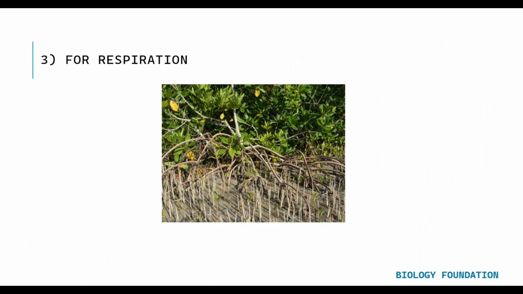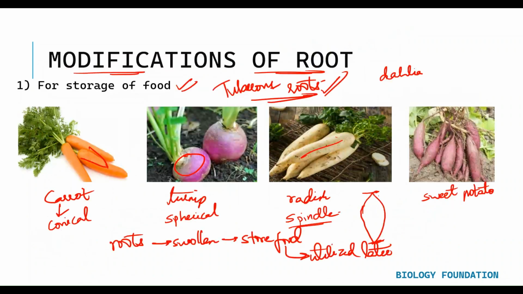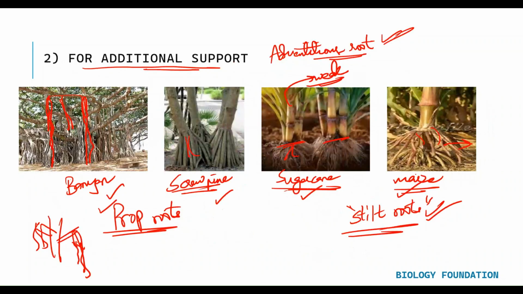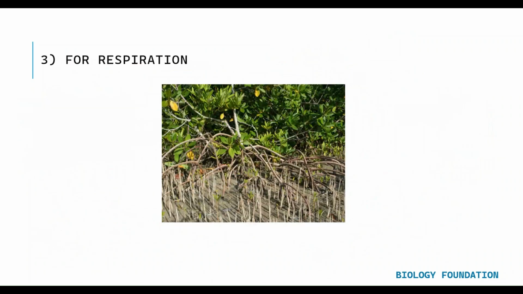Next. Firstly, we have talked about modification of roots for storage of food. They are called tuberous roots. Second, we have talked about modification of roots for additional support, as seen in banyan, that is prop roots, or as seen in maize, stilt roots. In some plants, try to understand, modification of root is for a secondary function. Secondary function is not seen in all plants. It's not necessary that all plants should have tuberous roots or stilt roots.